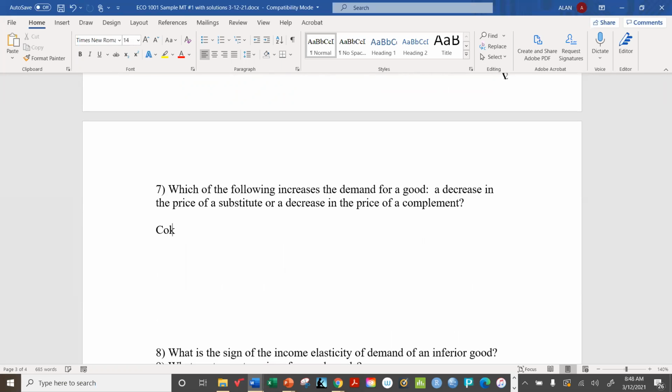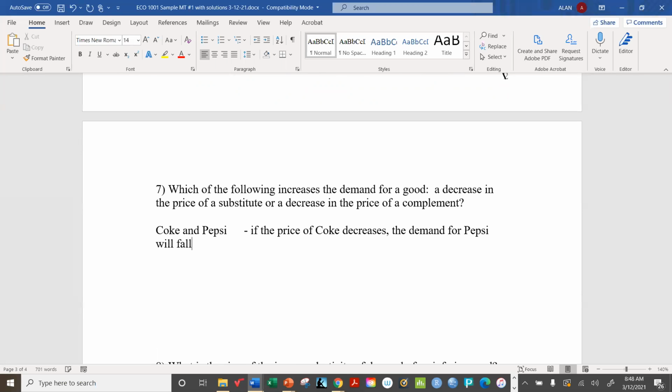So suppose we have Coke and Pepsi. If the price of Coke rises, sorry, it says decrease. Okay, if the price of Coke decreases, the demand for Pepsi will fall. So clearly that's not the right choice, is it?